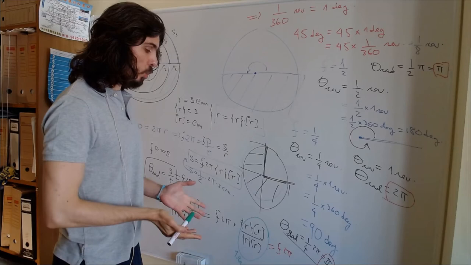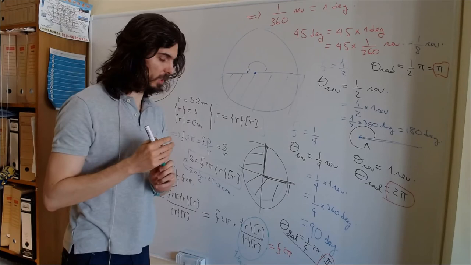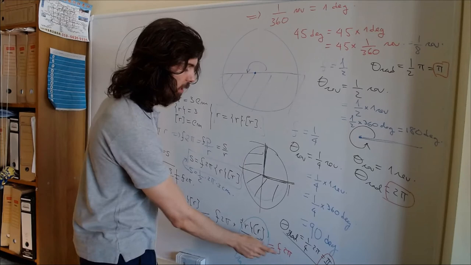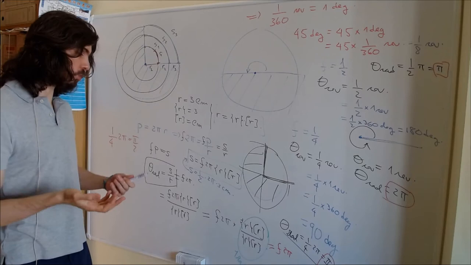You want to keep it in your results as a reminder of where F 2 pi comes from. And if you know where it comes from, you know what it means. So 2 pi, if you write 2 pi, you just have 2 pi, 2 times pi.